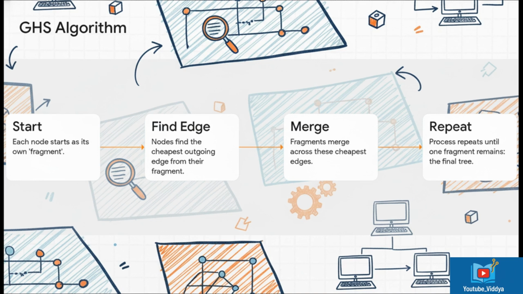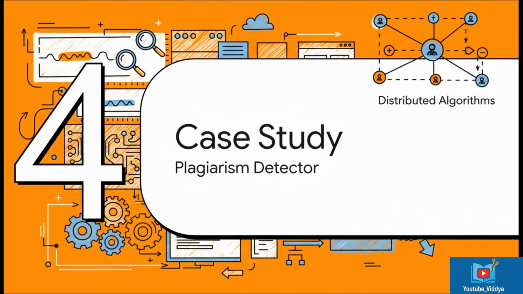The GHS algorithm solves this without any central boss telling everyone what to do. Each computer, or node, starts out as its own little island, or fragment. Then it finds the cheapest connection to another island, and they merge together. This process just keeps repeating, with these fragments getting bigger and bigger until they all form one single optimal tree. It's all done through local decisions and messages. It's so cool. Okay, deep breath.